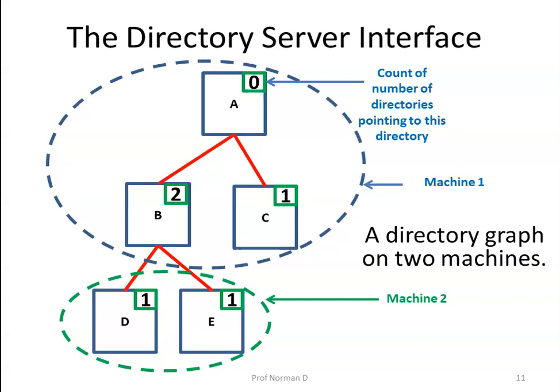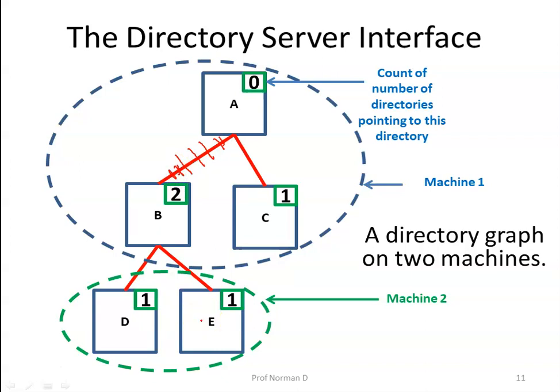Now the distinction between trees and graphs is especially important in a distributed system. The nature of the difficulty can be seen by looking at the directory graphs on these two machines. So here we have two machines, machine 1 and machine 2. So in this figure, directory D has a link to directory B on machine 1. The problem occurs when the link from A to B is removed. So when this link is removed.